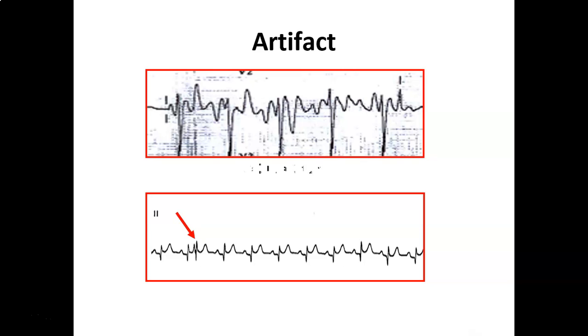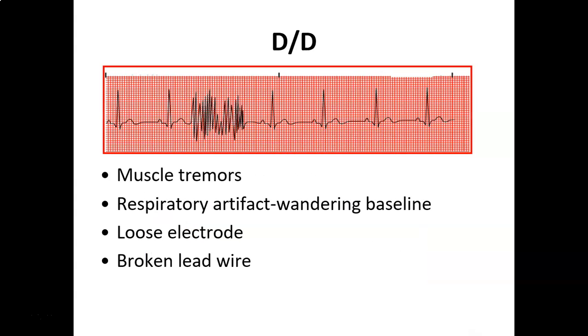These are also artifacts. Sometimes cable artifacts occur or the paper gets jammed and you will get such complexes. So don't interpret it wrongly. These are all your artifacts. If you get such funny ECG deflections, your differential diagnosis may include muscle tremors, respiratory artifacts, loose electrodes, broken lead wires, etc.